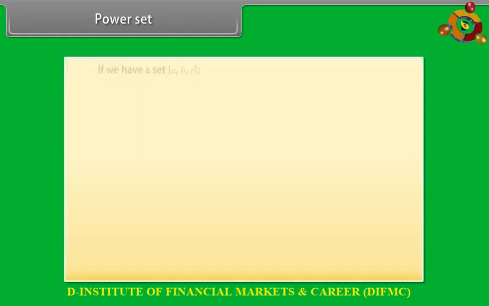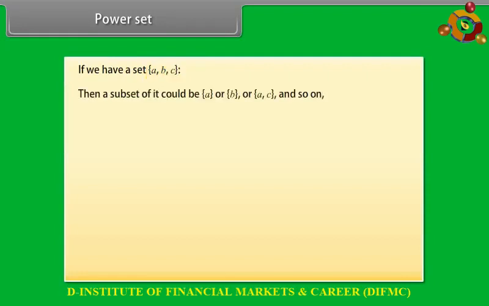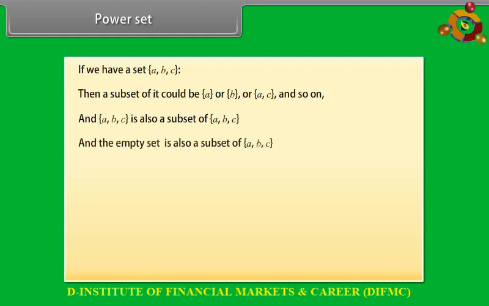Power set. If we have a set {A, B, C}, then a subset of it could be {A} or {B}, or {A, C}, and so on. And {A, B, C} is also a subset of {A, B, C}. And the empty set is also a subset of {A, B, C}. The power set PS is equal to the empty set, {A}, {B}, {C}, {A, B}, {A, C}, {B, C}, {A, B, C}.